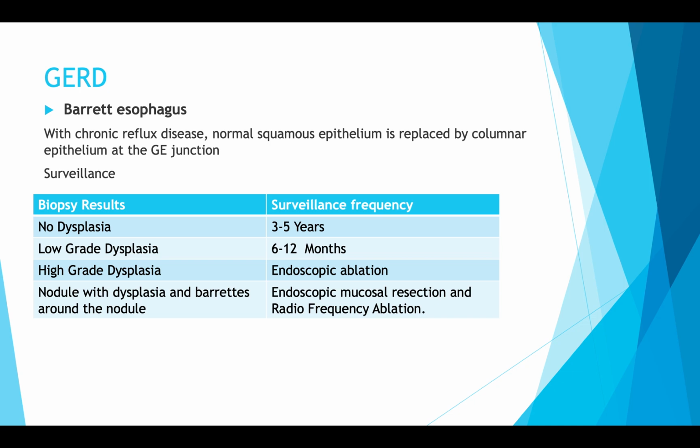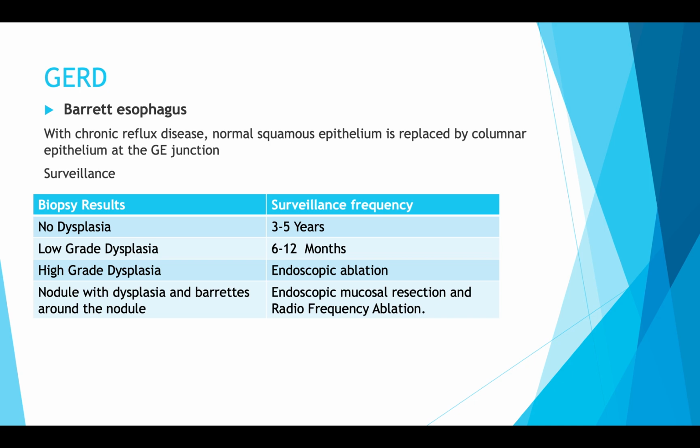So with chronic GERD symptoms, normally at your gastroesophageal junction you have a squamous epithelium. This squamous epithelium is replaced by a columnar epithelium in Barrett's esophagus. So that is what is happening histologically. Now, surveillance wise, if the patient has no dysplasia, you do the EGD and you send the tissue for biopsy, and the biopsy is showing no dysplasia. In that case, you can follow. You still have to do an EGD in 3 to 5 years to make sure that there are no changes.